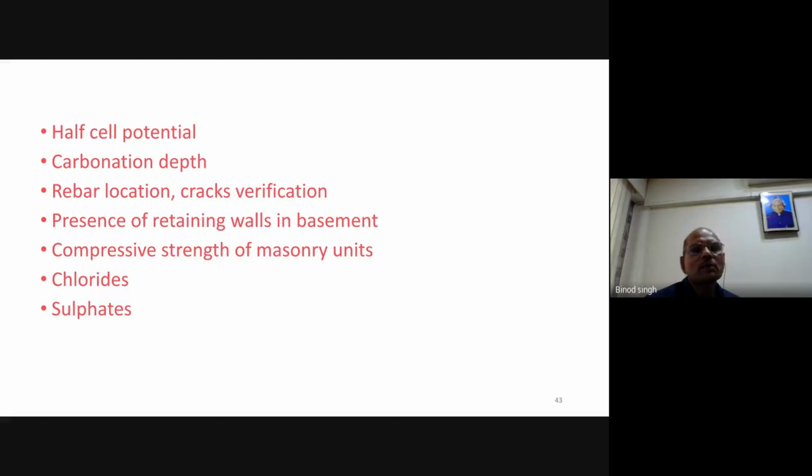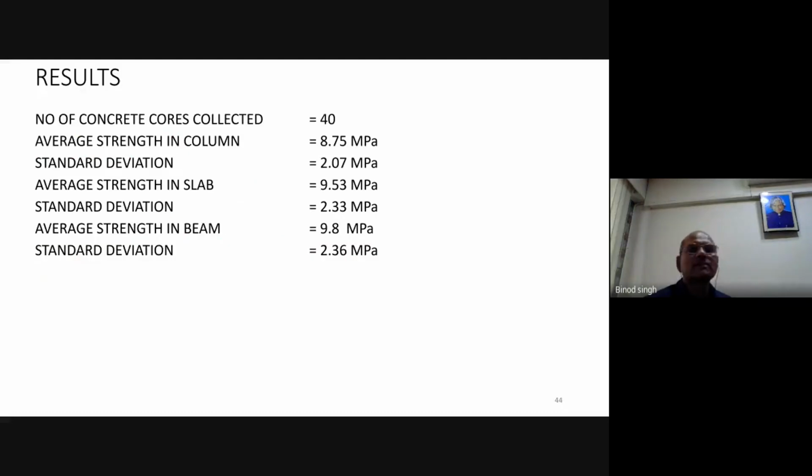So how much chlorides and sulfates were present? All these things we determined here. So this was the result, and I'm just directly showing the result. Number of concrete cores we collected: 40. Average strength in columns was 8.75 with a standard deviation of 2.07. Average strength in slab was good, 9.53, standard deviation 2.33. Average strength in beam was 9.8 with a standard deviation of 2.36.